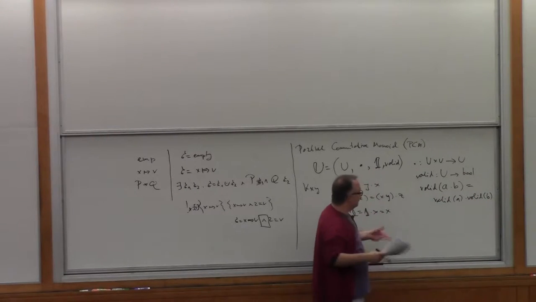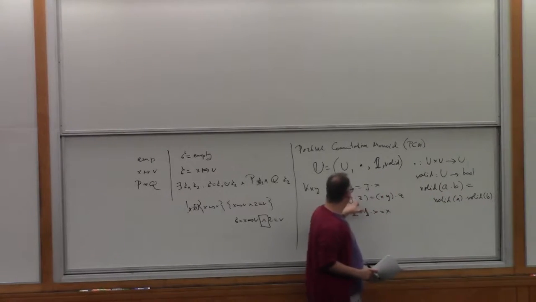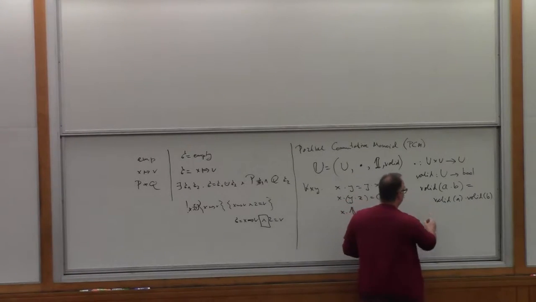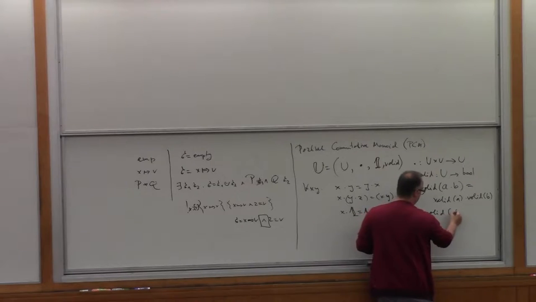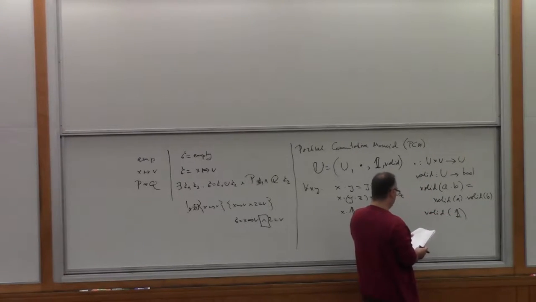So if during some computation you get an invalid element, then whatever you conjoin to it using this bullet, if it was invalid, you're not going to make it valid again. The unit is the valid element. Well, and that's it.